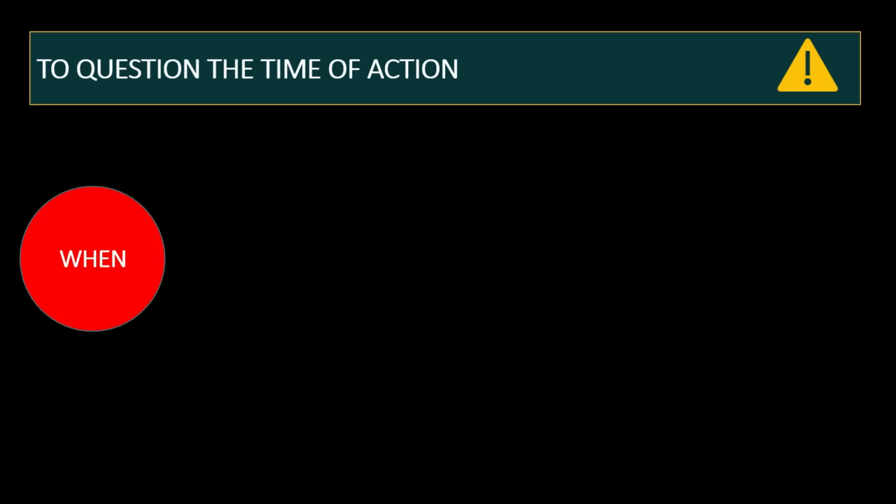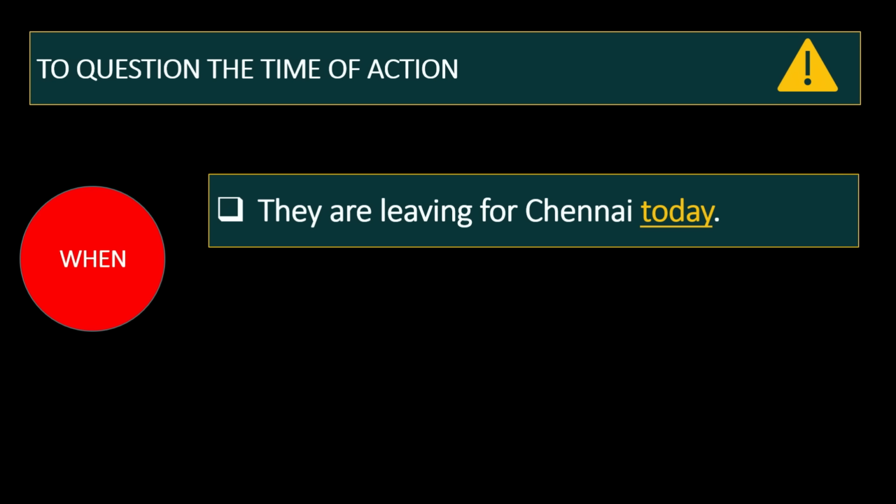Now let's look at how to use when. This when is used to question about the time of action. Example sentence: They are leaving for Chennai today. The focus word is today. You need to get this word as the answer when you question with when. It's easy because there is a helping verb here. So are goes here. When are they leaving for Chennai?